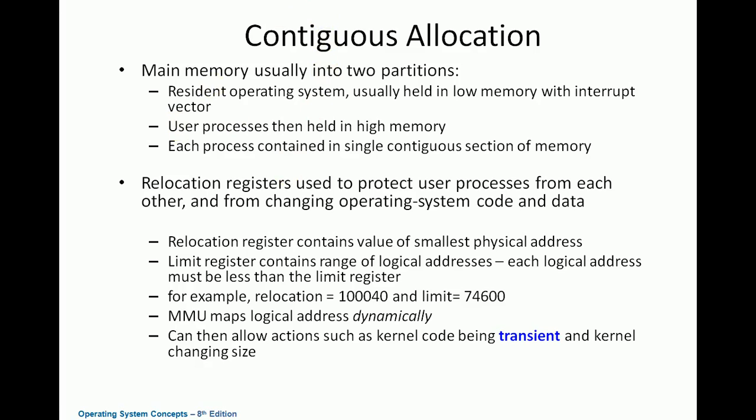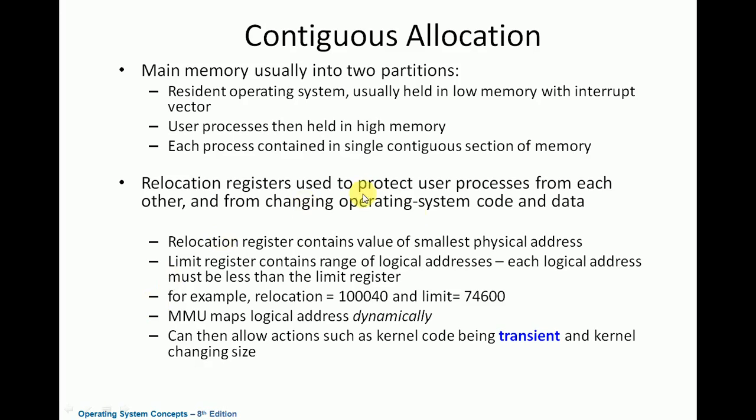They will be residing in the higher memory addresses, and each process is contained in a single contiguous section of memory. So each process is allocated or stored in a single contiguous section of memory. Here relocation registers are used to protect user processes from each other. We have to make sure that one process is not modifying the operating system contents, or accessing the operating system's memory or the memory contents of other processes.